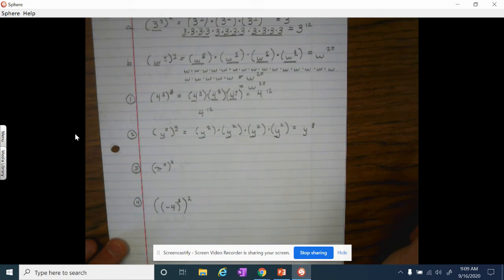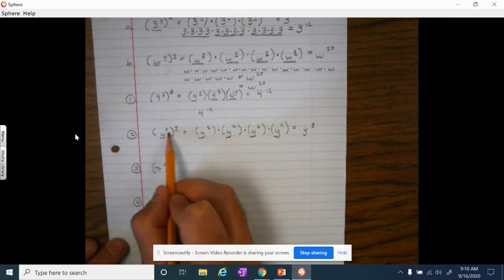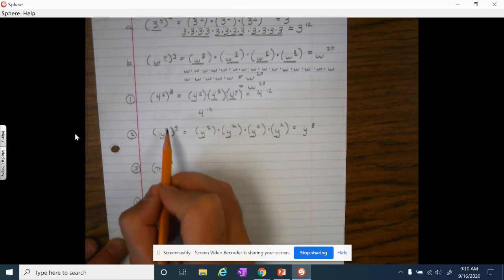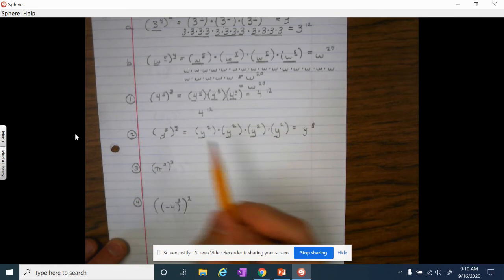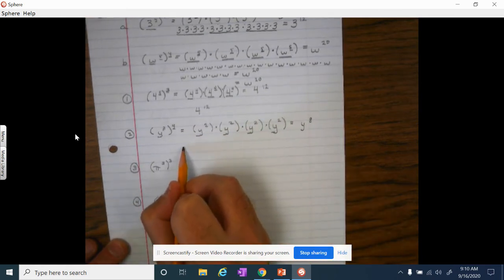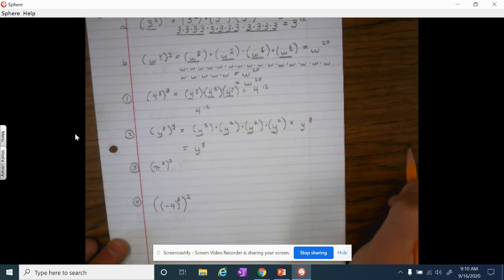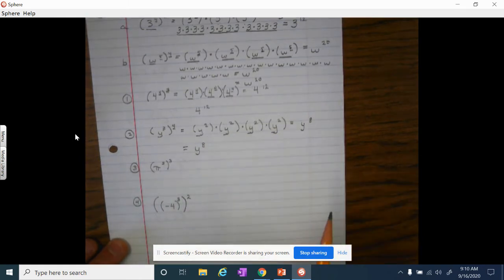So let's see if our shortcut works. Well, I have y squared to the 4th. Power to a power. So y squared to the 4th, all I need to do is really just multiply those two exponents. 2 times 4 is 8. So my shortcut works. And I understand why my shortcut works, because I wrote it out at least partway. Okay, I'm not going to write this one out.